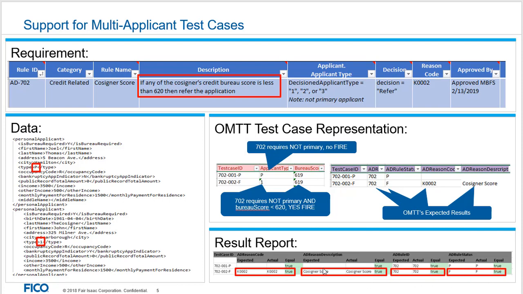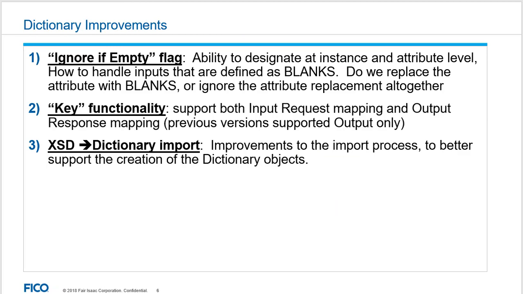And it gives us the corresponding true response that we're hoping for. So that wraps up the multi-applicant feature. Now, from a dictionary improvement standpoint, we touched on a number of things that we've done to improve things.